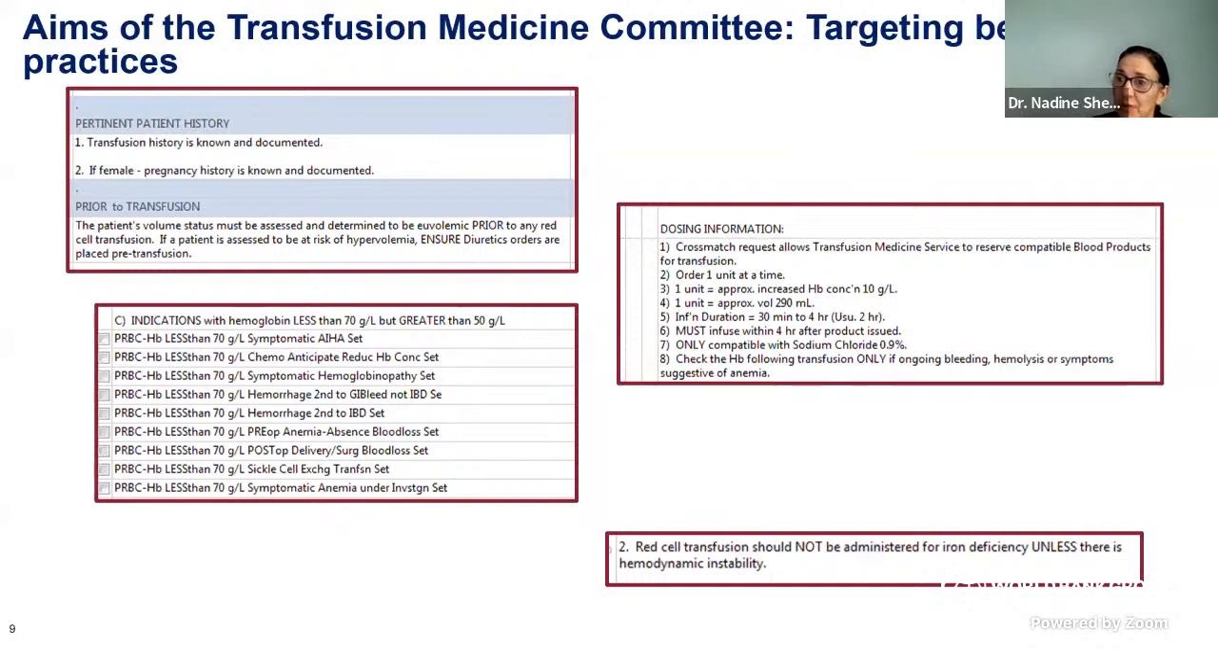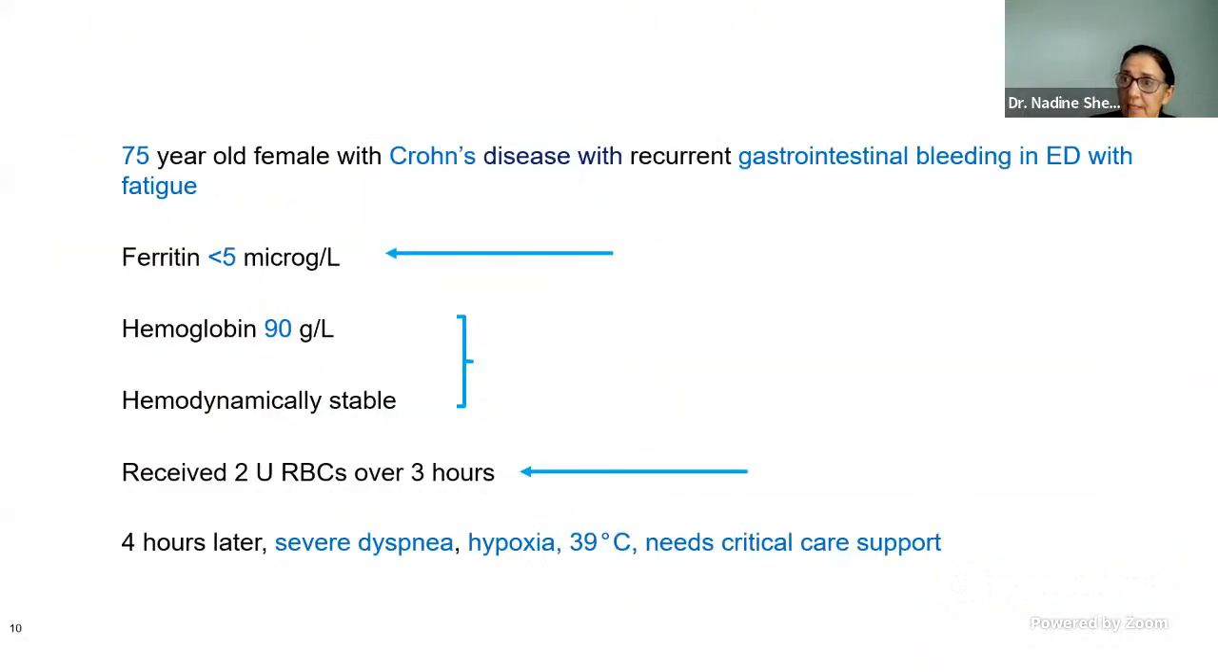That transfusion order can be even more detailed by listing the indications for the prescriber when and when not to transfuse. And lastly, as you see on the bottom of this slide, red cell transfusion should not be administered for iron deficiency. So very clear-cut guidelines can be given to a hospital easily on a prescribing form.